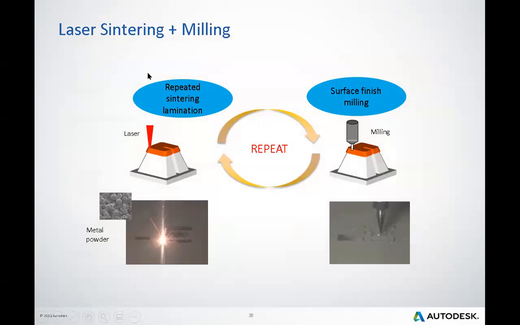But the problem of using RP is surface roughness, so we have to use the milling technique as well. After sintering and lamination layer by layer, we go into the milling process to make the surface smoother, and then back to the layer again. Is it a repeating process? We can see the metal powder here and then the milling is here.